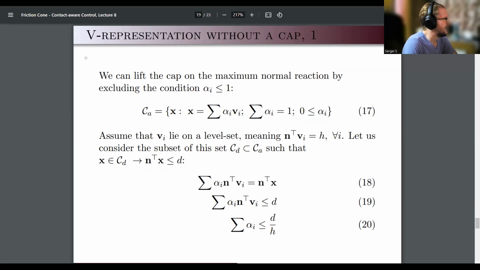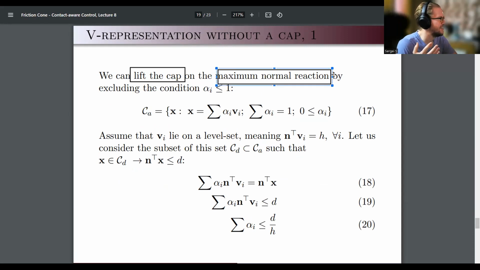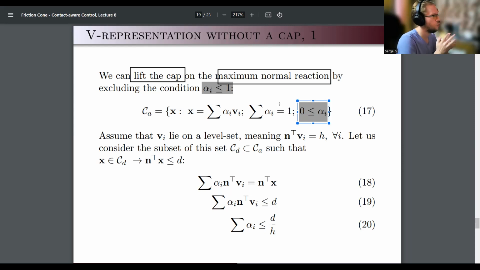So one thing that we may want to do is to lift this cap on the maximum normal reaction force, because it's kind of silly. If we don't want it, why do we have to have it? The way we do it is by simply excluding this constraint. So we leave it as alpha sub i bigger than 0, and that's it. We don't ask it to be less than 1. If we do this, it becomes an uncapped cone, same as the previous one. So it just goes into infinity with those faces. Let's prove that this is true.